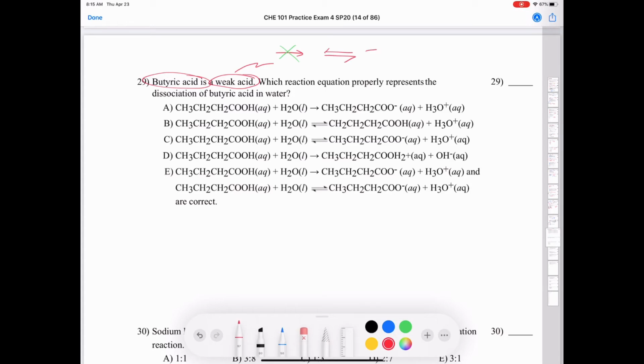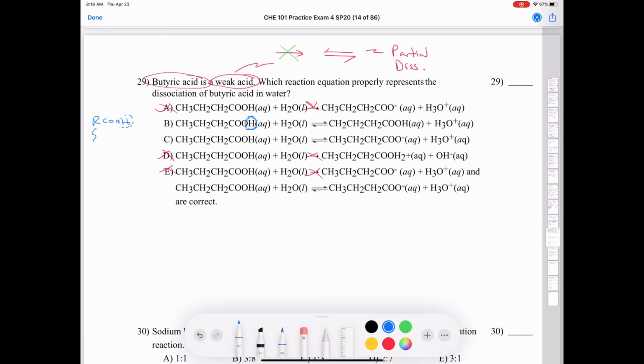This represents partial dissociation. Therefore, we can scratch A, D, and E out right away because they all have unidirectional arrows. Now, if I look at B and C, in B, I have my butyric acid molecule. In an organic acid, the acidic proton is the one that always comes at the end of the COOH. The R just represents a generic organic group. But this proton that I circled in blue, that's the acidic proton.